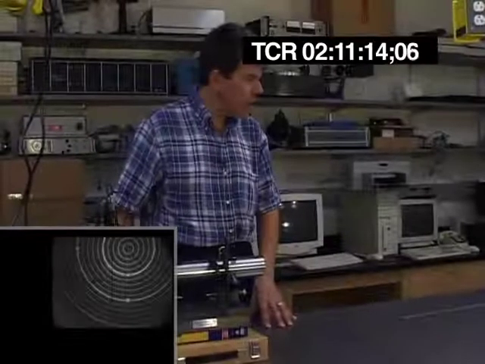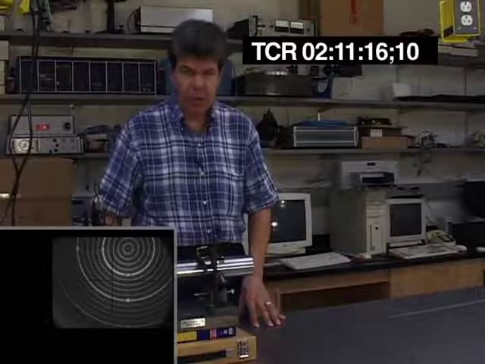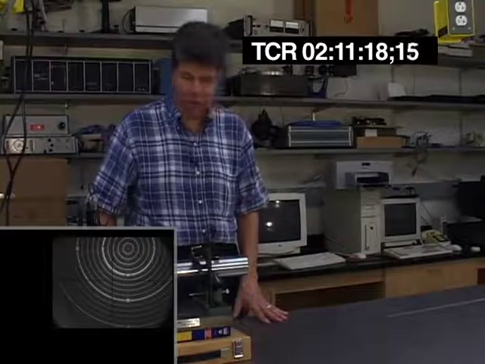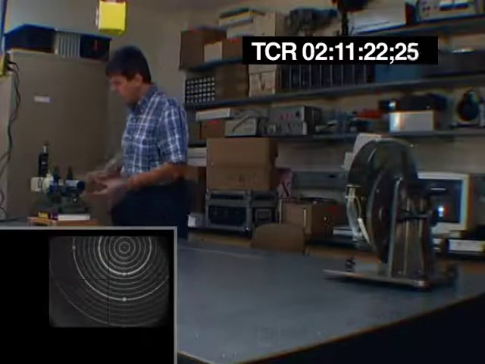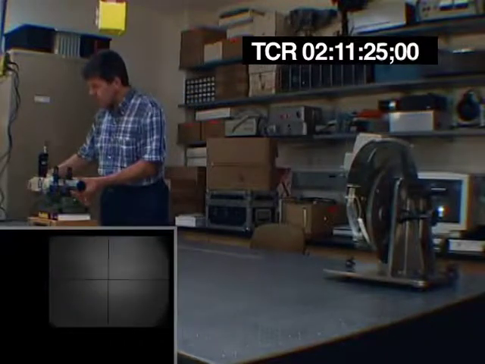Okay, so we're now going to get the alignment telescope's axis onto that of the mirror's. First thing we do is figure out where we are. So we'll take the alignment telescope and focus it on the surface of the mirror.